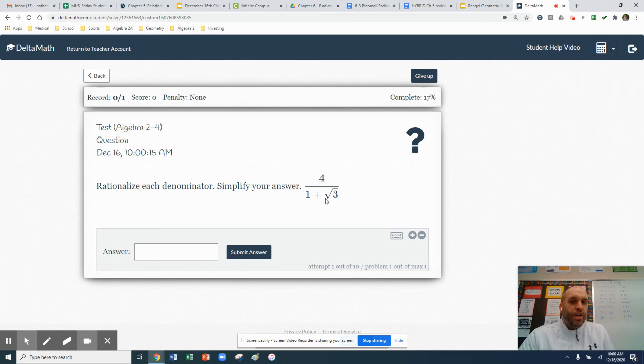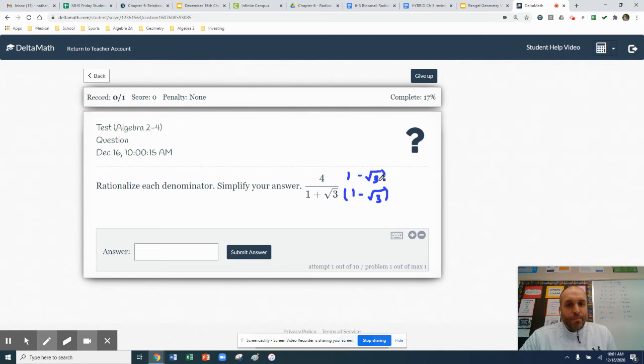So we have to do what's called rationalizing your denominator. We have to make this denominator back into a rational number. We can't have square roots down there. To do that, we are going to use a method called multiplying by the conjugate. So if I have a 1 plus the root of 3, if I multiply it by 1 minus the root of 3, that's going to get my roots to cancel out.